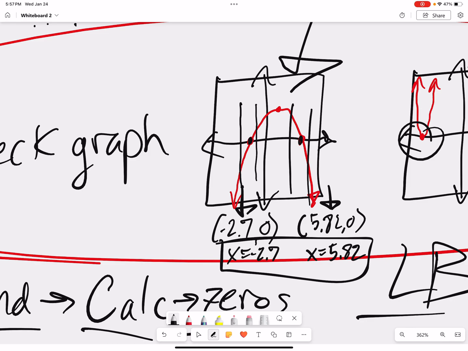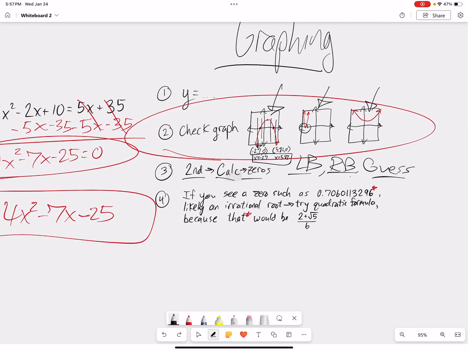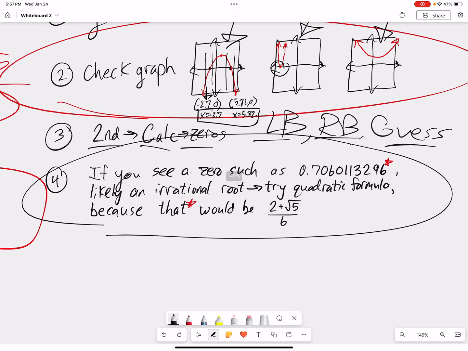If those went on forever and they were rational numbers, I would immediately stop graphing and I would go do quadratic formula instead. If you see a zero such as an ugly number, it's likely an irrational root. So try the quadratic formula instead, because that would be this instead. And these are actually real numbers. So if the quadratic formula gave you this, which is a totally reasonable solution, then the process of graphing would have left you here, which isn't very nice because that got rounded at the end there. Whereas this did not get rounded at all.